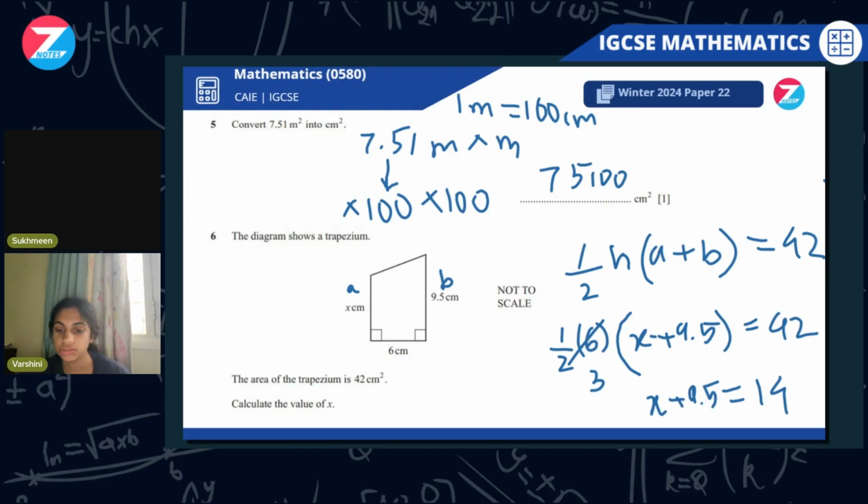And we can also remove the brackets from here because now it's just addition and not multiplication anymore. So now again, all we have to do is subtract 9.5 from both sides to get x as the subject of the formula. So 14 minus 9.5, which will be 4.5. So we get x equals 4.5.